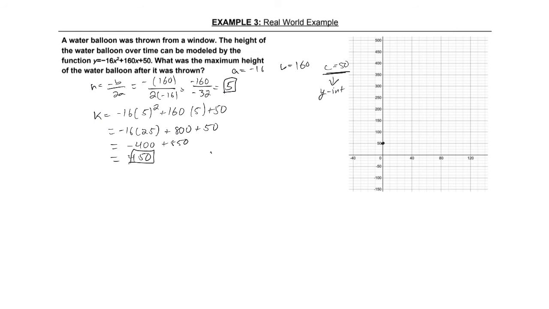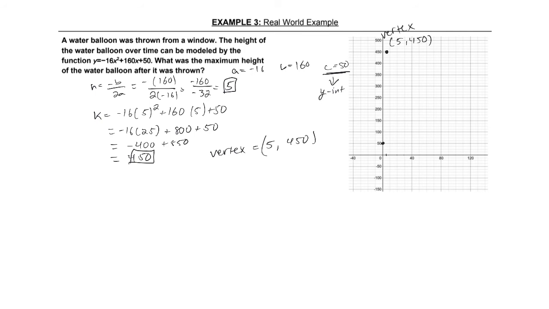So our vertex is 5, 450. So let's plot that. So 10, 20, 30. So halfway in between would be 5. So here's our vertex, and it's 5, 450. All right, this is our vertex.